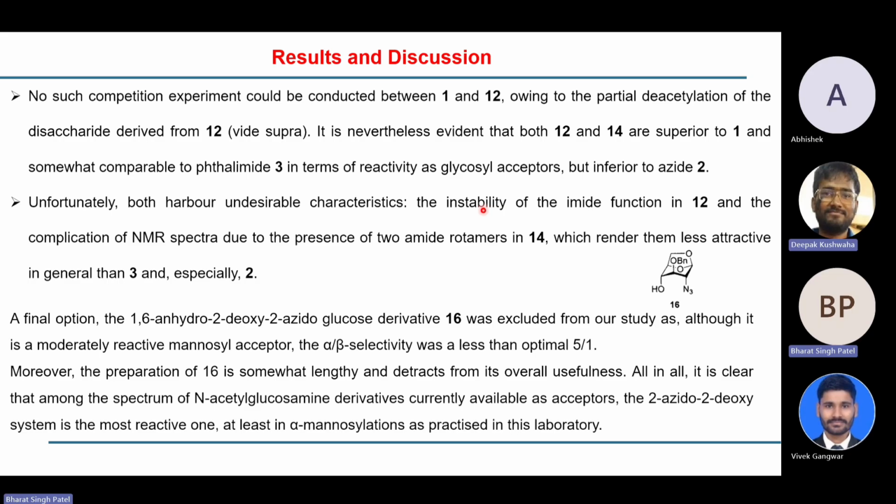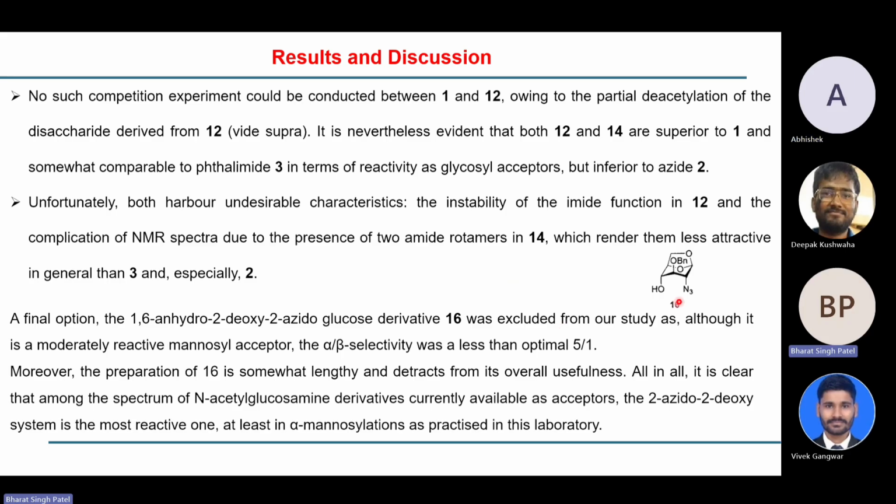And this is the reason: the instability of the imide function in 12. And 14 they did not take because of this rotamer. Well, it means that diacetate itself is not a stable protection. So the thing is that if it is present in the donor, then it's fine. But when it comes to the acceptor, then it's not stable. That's why they did not use 12 and 14.